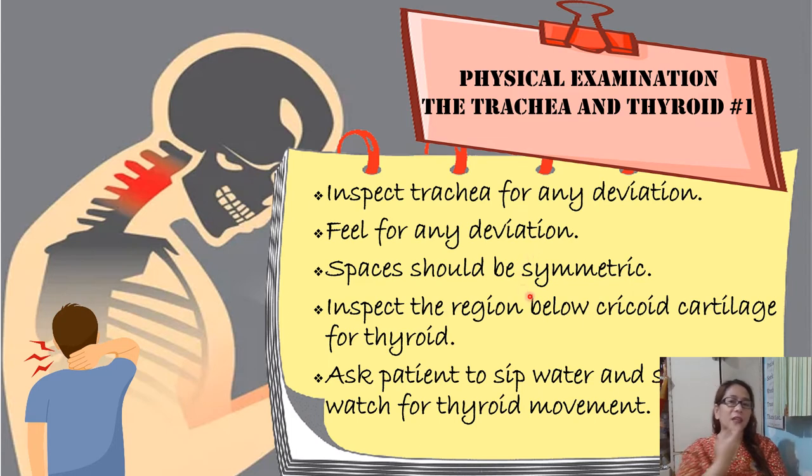When it deviates to the other side, possibly there is a growth, there is a mass, or there is an enlargement of the thyroid gland. The spaces should be symmetric. Inspect the region below the cricoid cartilage for the thyroid gland. Ask the patient to sip water and swallow, and then you have to watch for the thyroid movement.